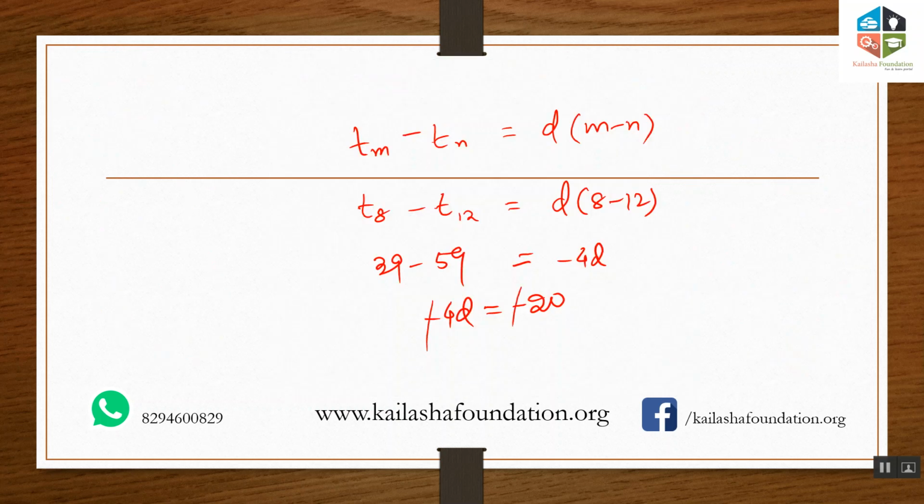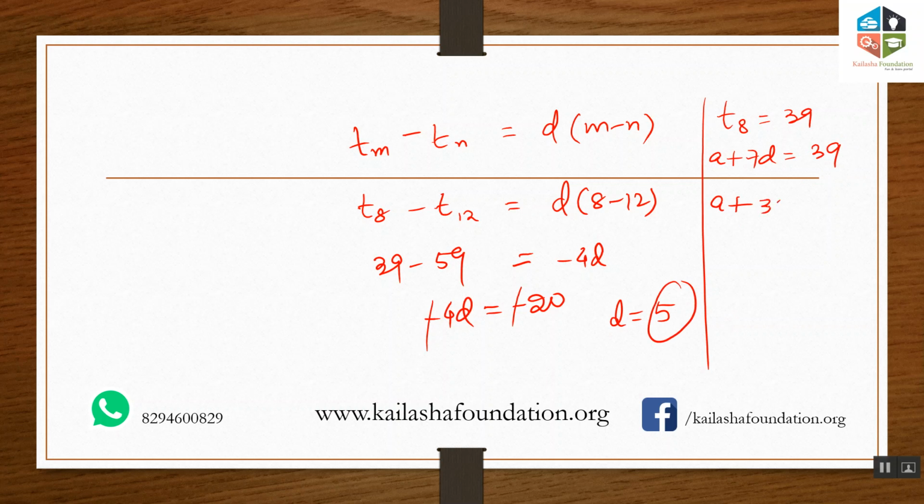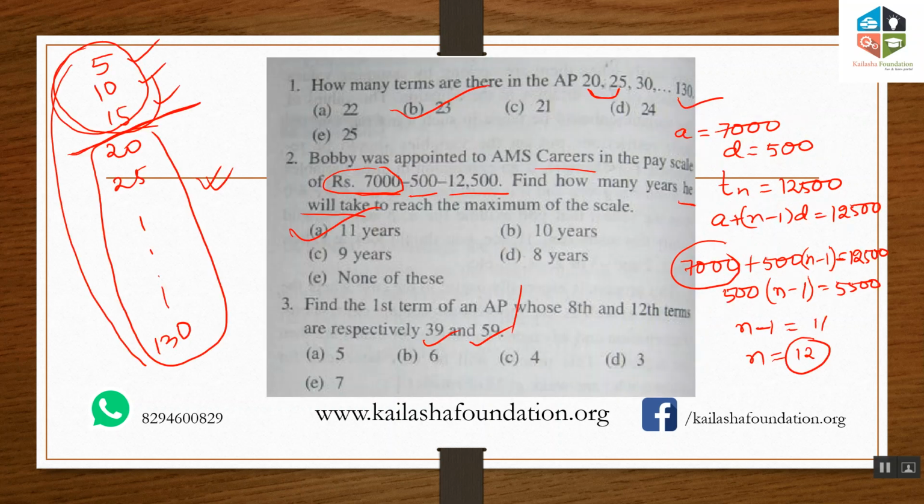Minus 4D is equal to minus 20. D is equal to 5. Okay. T8 is equal to 39. So A plus 7D is equal to 39. A plus 7 times 5 is 35, plus A is 39. A is equal to 4. First term is 4. That's it.